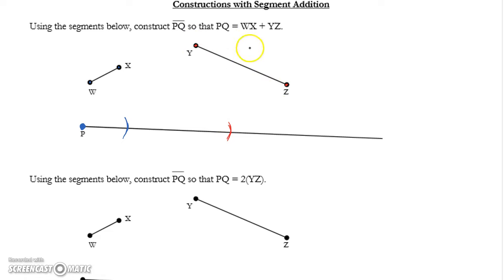What we've done successfully now is we've figured out that this is segment WX, this is segment YZ. When I add those two together, I get to put a point right here, call it point Q. I've now constructed segment PQ that's equal to WX plus YZ.